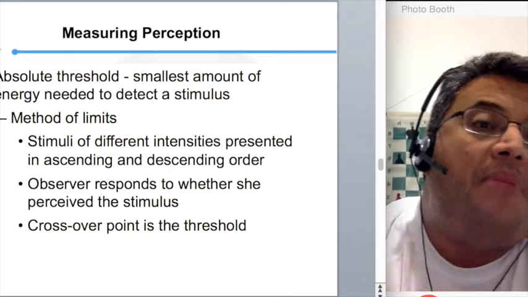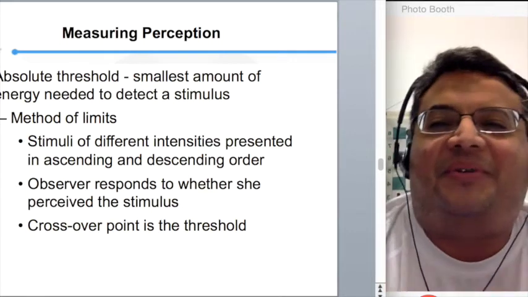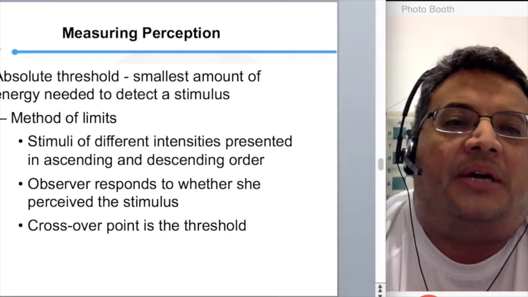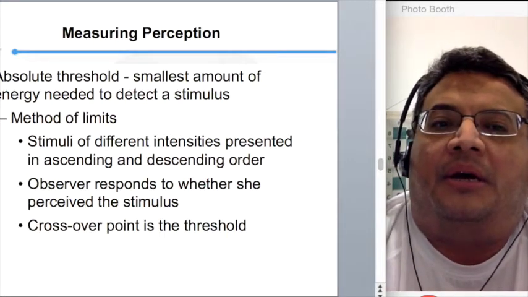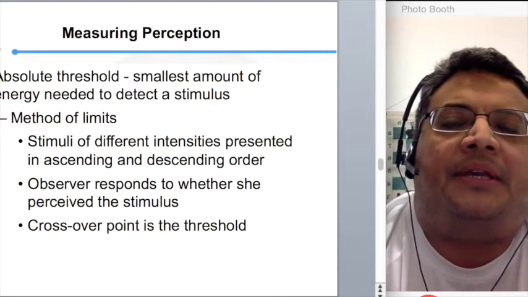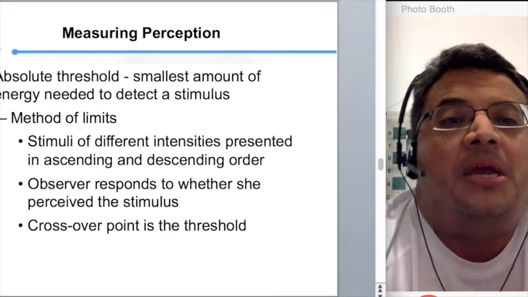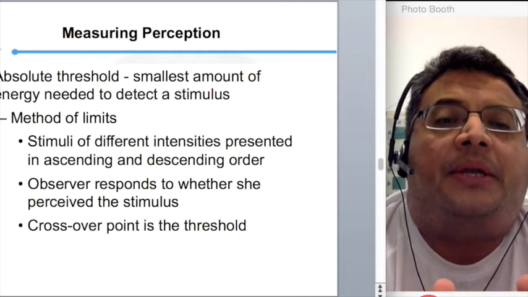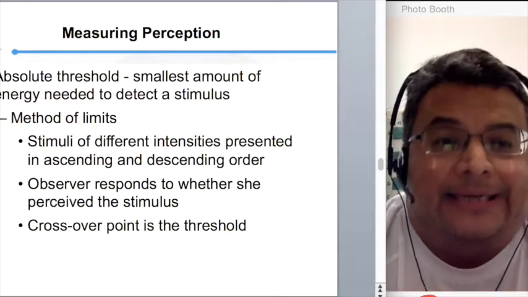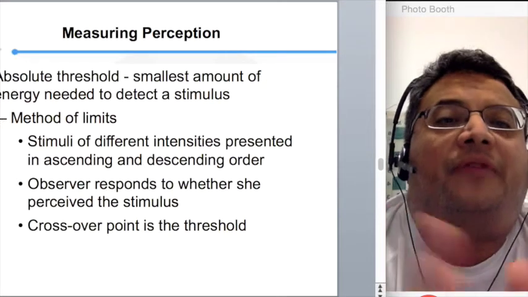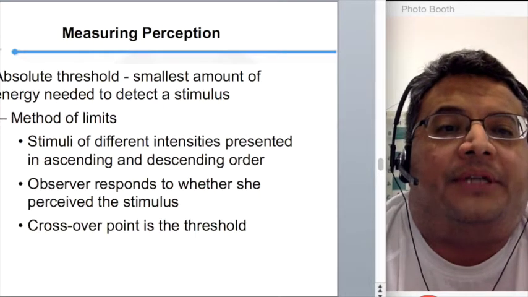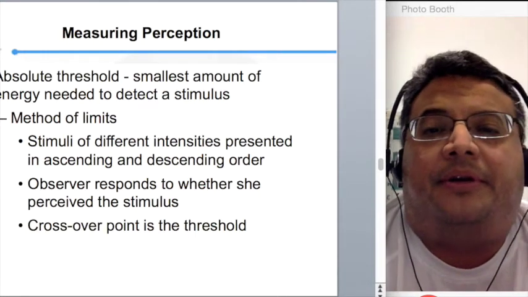Okay, measuring perception. A very important concept in measuring perception is the detection of threshold. In other words, figuring out at what point a critter or a person can detect something and when they can't detect it. So we're trying to figure out the limits of the detection capabilities of whatever sense you're talking about, whether it's sight or sound or hearing.